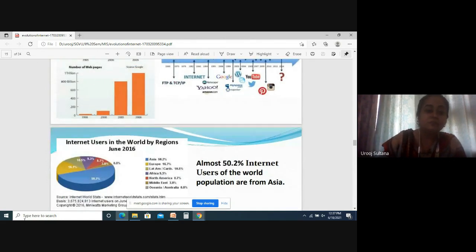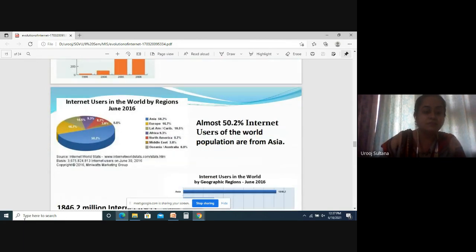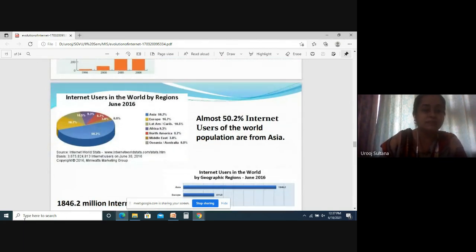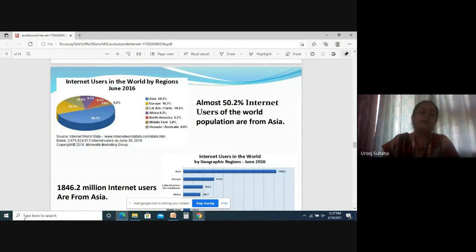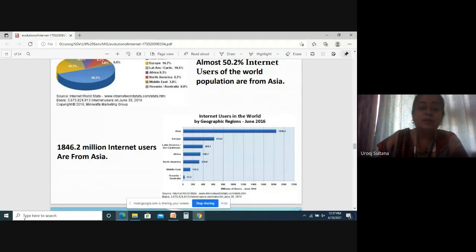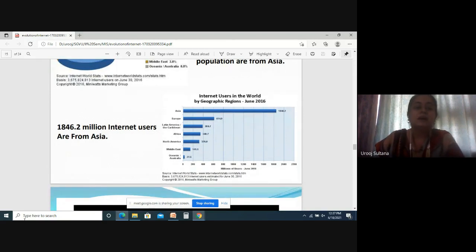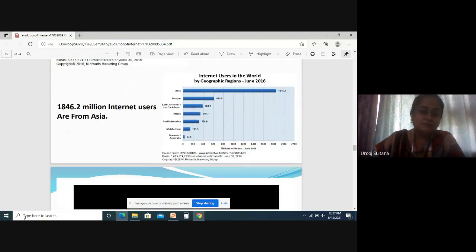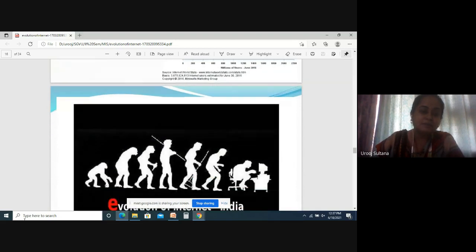Then internet users in the world by region in June 2016, almost 50.2% of internet users of the world population are from Asia. We are one of them. And 1846.2 million internet users are from Asia only. So these are the graphs that are showing the things.